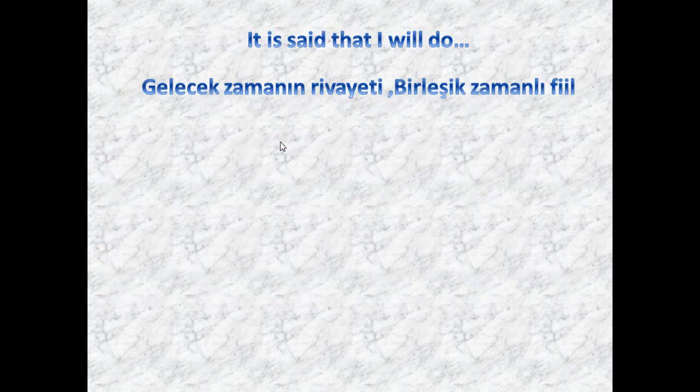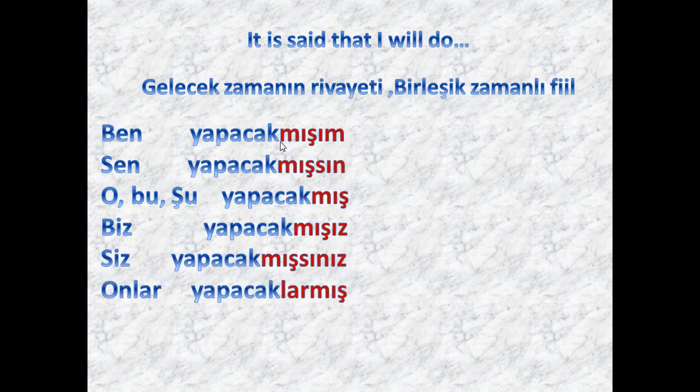Now, we have the same story here about future, okay? Somebody talks about, oh, we have heard, or it is said, or people are saying. Yeah. So we have the suffix of acak, which is from the future. And we have the other suffix of this mış gossip suffix from the previous tense that I showed you. They call it gelecek zamanın rivayeti, the story of future tense. I don't know what I mean, it doesn't make sense. Anyway, yeah, this is what it's going to mean.